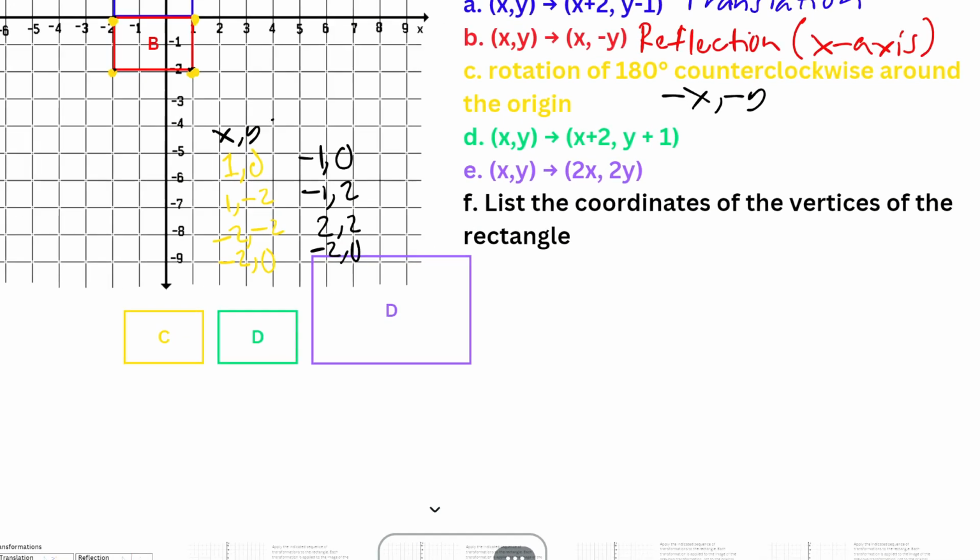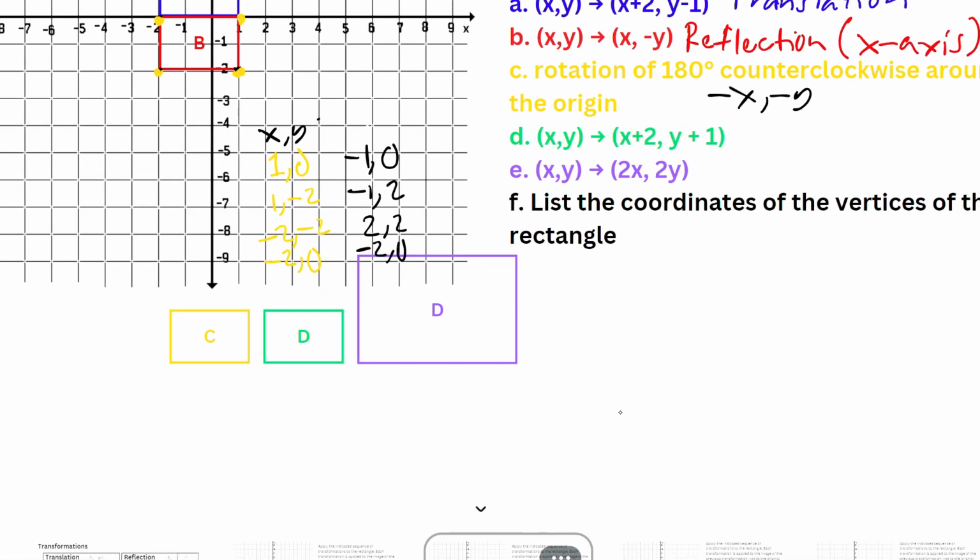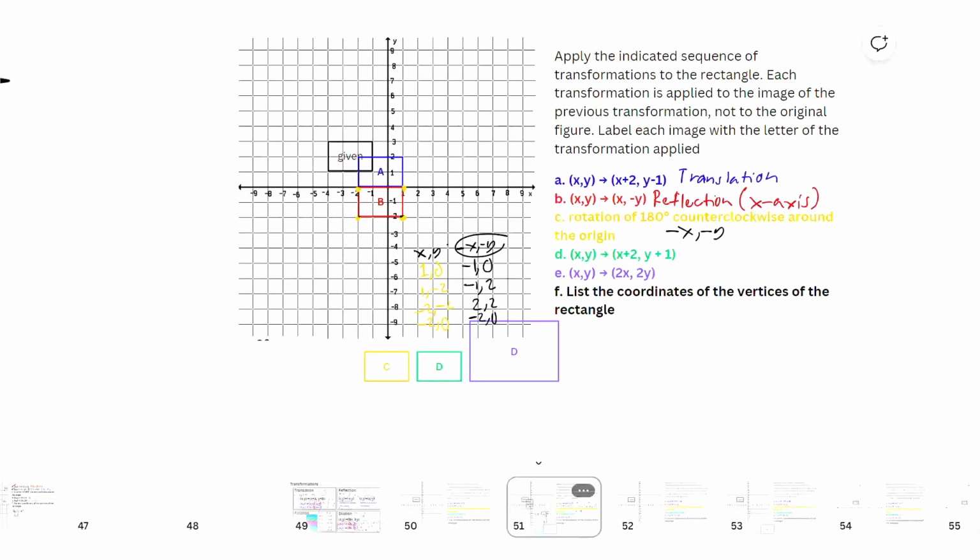Okay? So what do we do again? Listen. Here, it's going to be negative x comma negative y. Please take note of this. This is for 180 degrees counterclockwise. So what do we do now? We try to plot those points.